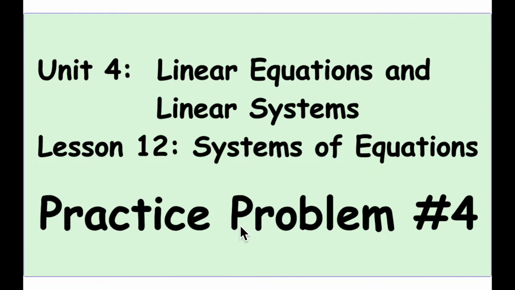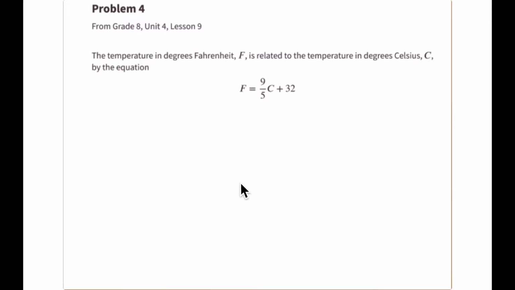Practice problem number 4, this is Unit 4, Lesson 12, has students working with the equation to change degrees Celsius. So you're given degrees Celsius and you change that temperature, that measurement, to degrees Fahrenheit. So the temperature in degrees Fahrenheit is related to the temperature in degrees Celsius by this equation.